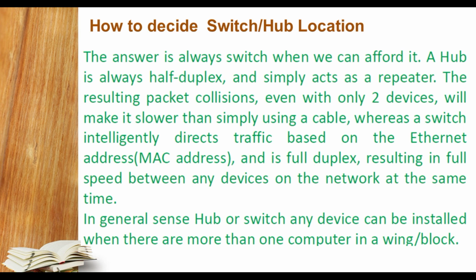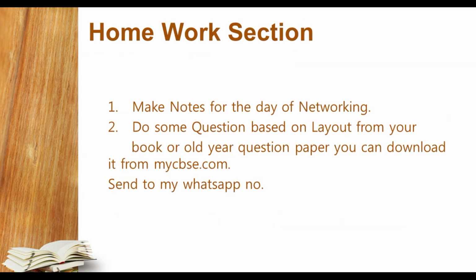Because a switch provides intelligent redirection of signals with the help of the MAC address, and it is full duplex, resulting in full speed to any device on the network at the same time. In a general sense, a hub or switch can be installed when there are more than one computer in a block. So we can locate our hub or switch device where our computers are in a block and spreading information to more than one computer.